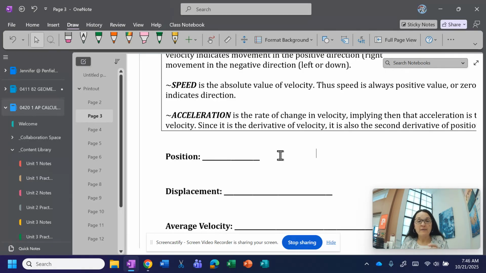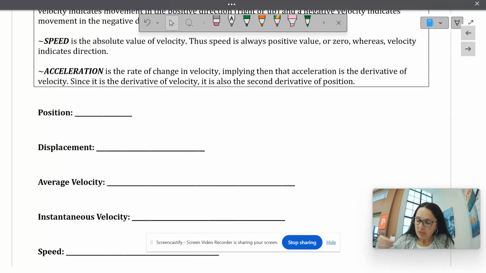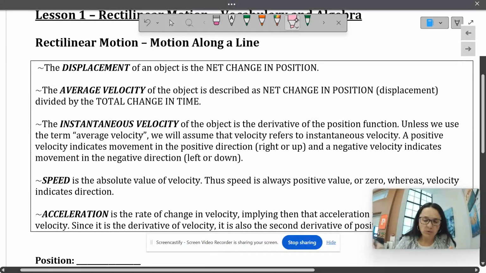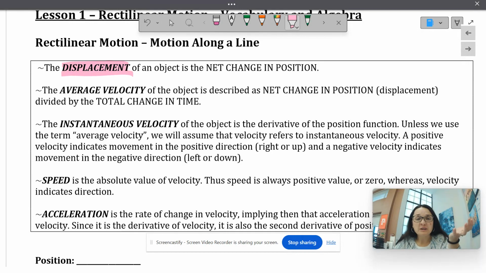So if I toss it straight up and straight down or drive it left and right, that is rectilinear motion. And there's some vocabulary that you need to know. Some of those I'm just going to go through quickly. Position is where you are. Displacement is how much where you are changed. So your displacement is your net change in position.